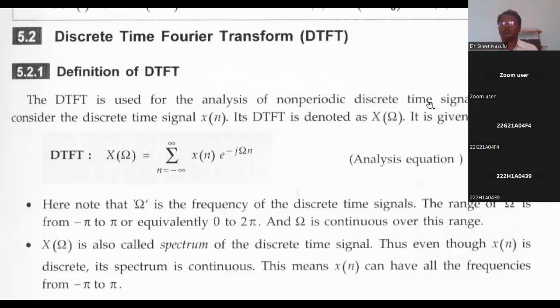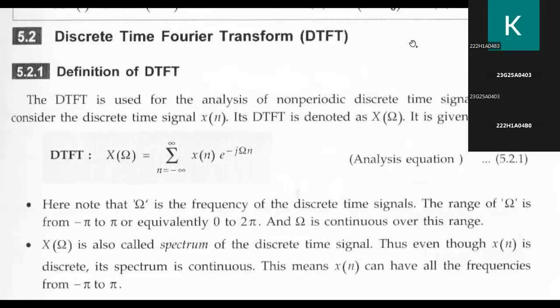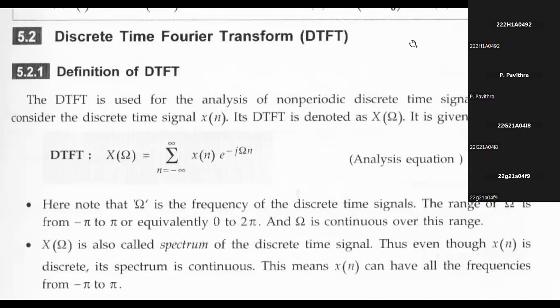Today we are going to discuss the topic: discrete time Fourier transform. It is the fourth unit for you. For the C and D sections, this topic has already been covered, but anyway, also listen to this one. If you know Z transform, it is very easy to learn discrete time Fourier transform.